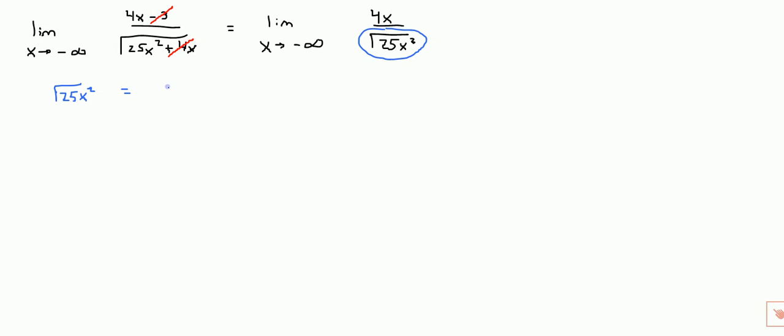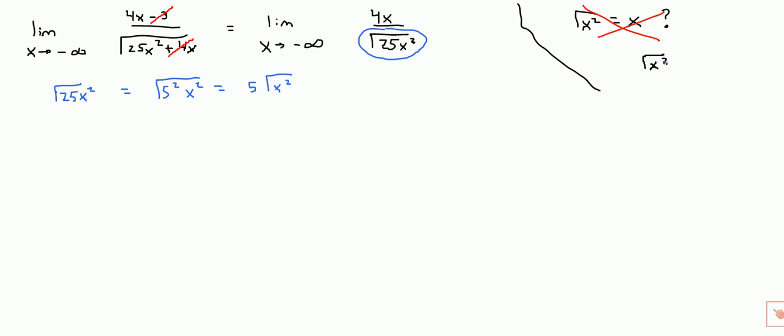Well, 25 is 5 squared, so I've got a 5 squared under the radical. That means I can pull out a 5, and I'm left with the square root of x squared. Now, off on the side here, is the square root of x squared equal to x? No, that's wrong. This is the tricky part. That's not true. The square root of x squared is equal to the absolute value of x.